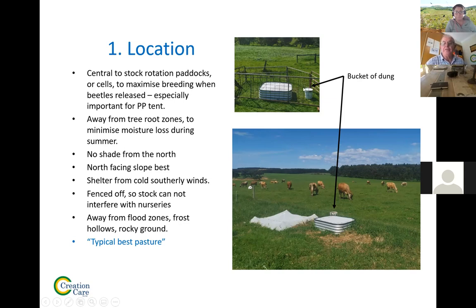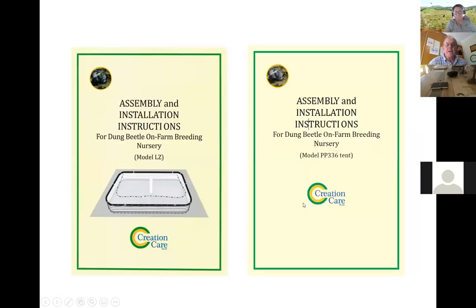No point getting cold spots or wet spots. Also, what a lot of farmers do is put their bucket of dung in their enclosure. And so they just have to ride down on the quad and put a couple of scoops in their nursery and ride off, once they've collected their dung beforehand, of course. So that's pretty much on location.